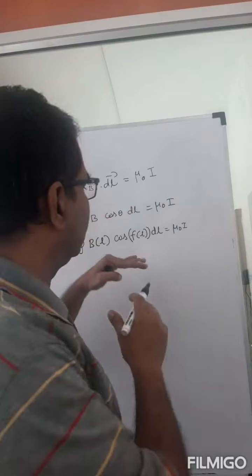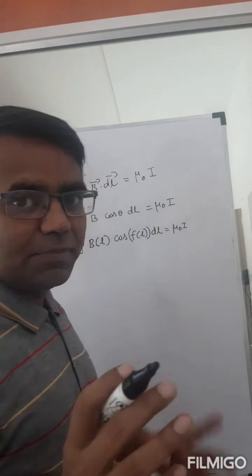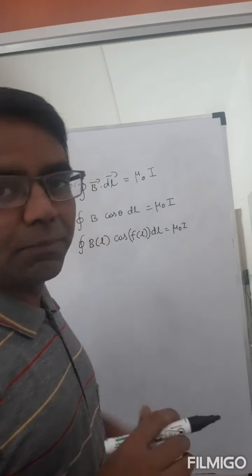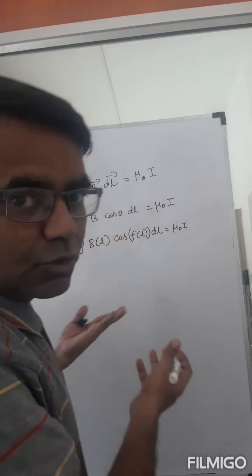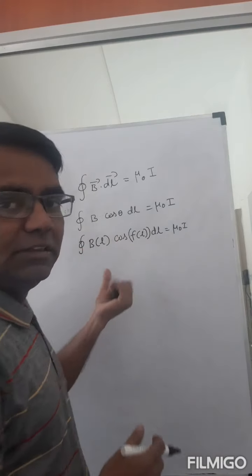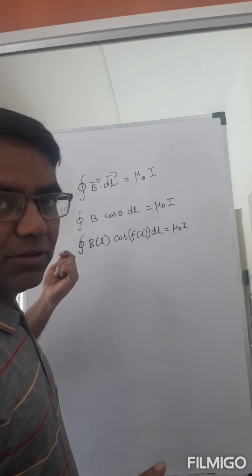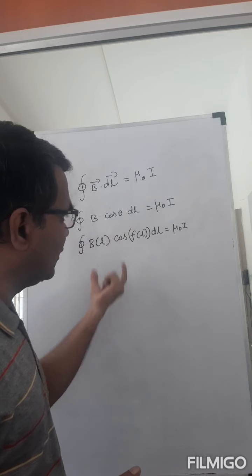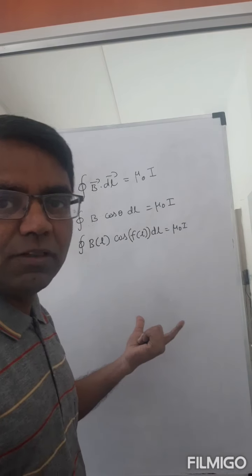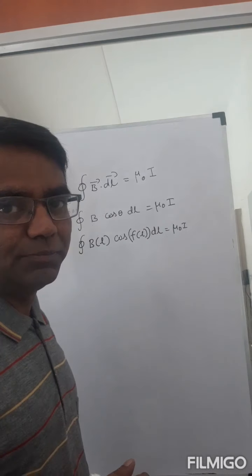If we end up with a path like this, then I cannot take anything out. I have to integrate them all together now. There is no constant which I can take out of this. So I will integrate them all together, then whatever I have would be equal to mu naught I. So that's not very useful to me.